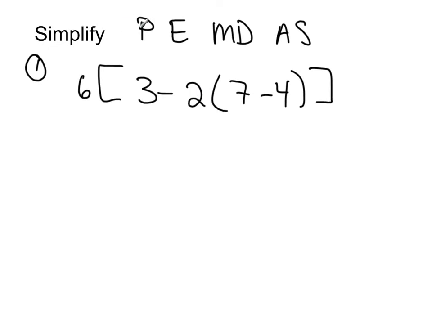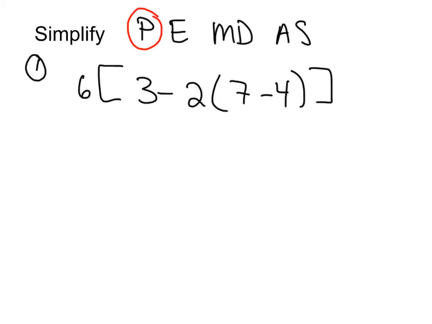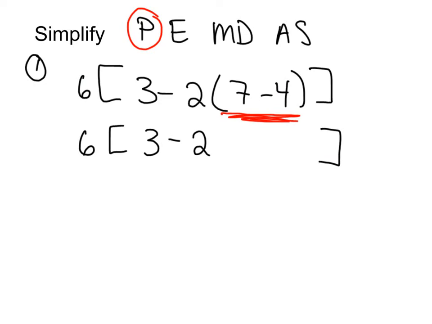Okay, so parentheses are first. We have brackets and we have parentheses. So kind of like our very first page where I say do parentheses first, then work your way to brackets, then curly brackets. That's exactly what we're going to do here. We'll start with the smallest guy, the one who's the most nested inside. So we have 7 minus 4. So if we were to rewrite this, we have 6 bracket 3 minus 2, and we're going to simplify the 7 minus 4, which is 3.